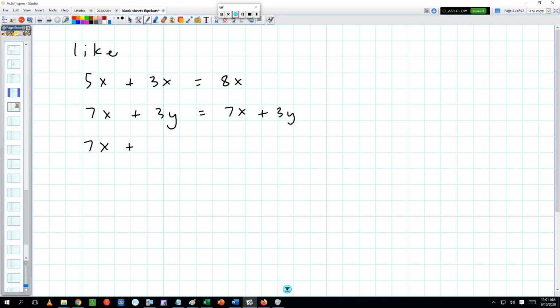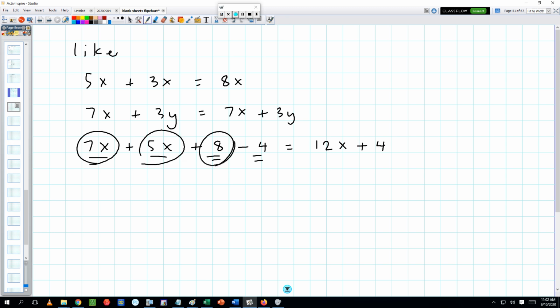7x plus 5x plus 8 minus 4. We can combine like terms here. We have 7x and 5x. 7 plus 5 makes 12, so that'll be 12x. And then we can combine the like terms of our numbers. We have a plus 8, we have a minus 4. That ends up with, I should have a 12x there, but 8 minus the 4 is plus 4. So I can combine like terms with the x's, and I can combine like terms with my numbers. That's how we combine like terms.